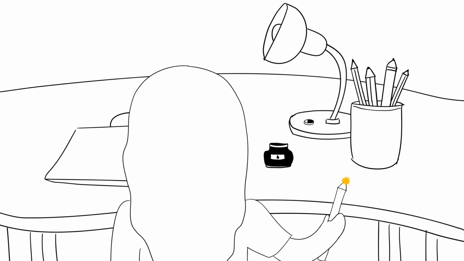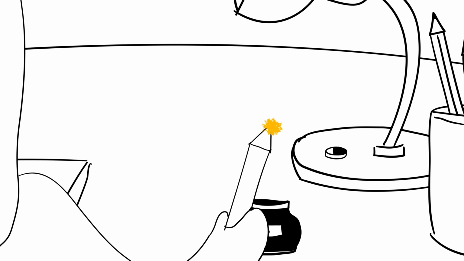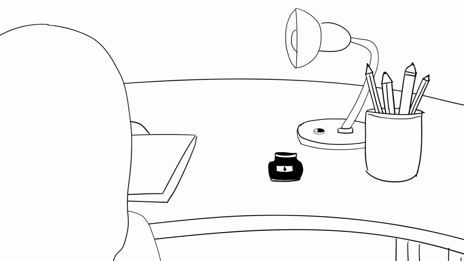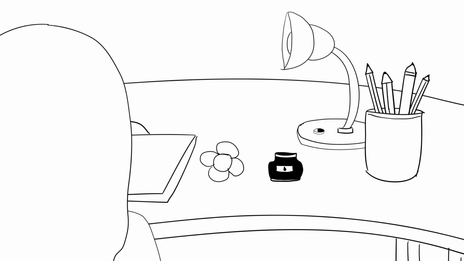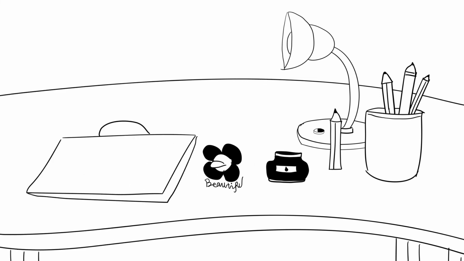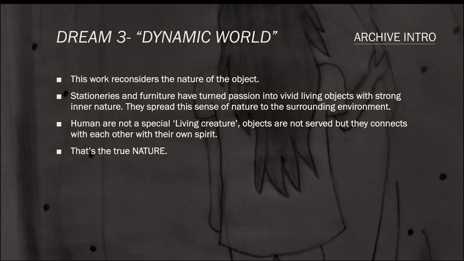In the dream, stationery and furniture have turned into vivid living objects with a strong inner nature. This spreads a sense of nature to the surrounding environment. They communicate with each other, work together to maintain a beautiful nature, and become a part of it. Humans don't use them for study purposes anymore, but rely on their natural characteristics and join them in this nature. Objects are not isolated, but connect with each other with their own spirit. That's the true nature.